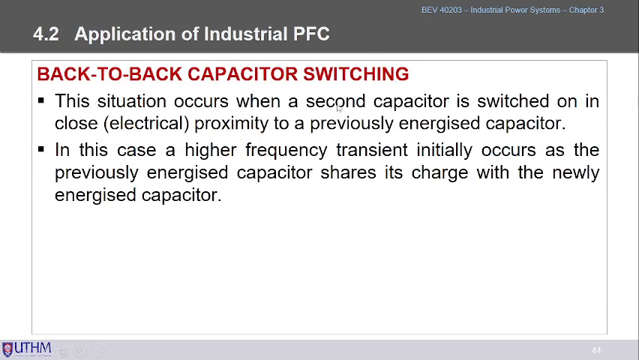And then back-to-back capacitor switching. This situation occurs when a second capacitor is switched on in close proximity to a previously energized capacitor. That means you already have an energized capacitor, and at the same time you also need to energize another capacitor, the second capacitor. This will cause back-to-back capacitor switching. It will amplify the transient, so this is more dangerous.